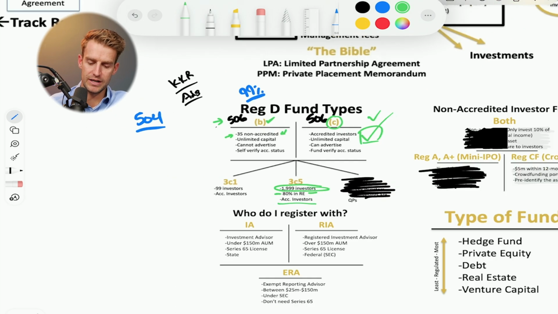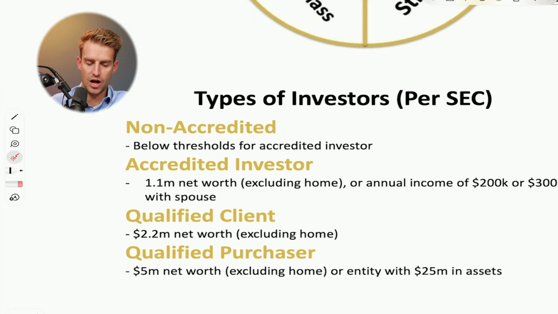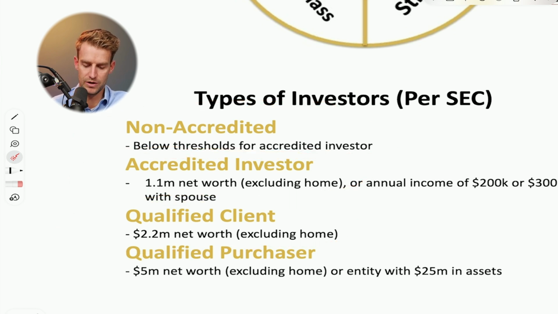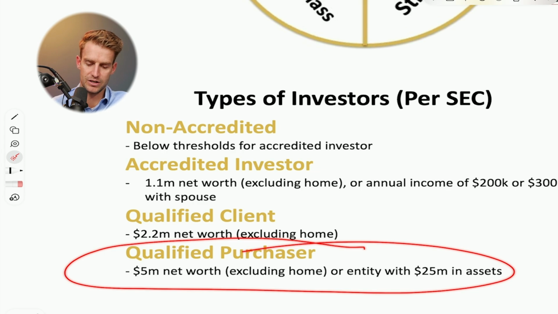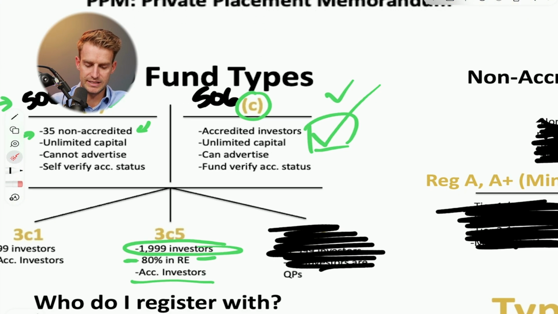Okay. Now, again, to define what are we talking about here? A non-accredited investor is below this. An accredited investor is $1.1 million net worth. A qualified client is $2.2 million net worth. A qualified purchaser is $5 million net worth. Okay, so here they are. You can take a picture of that if you want. So back to here, you'd pick this as very good for real estate. You can grab this real estate exemption.